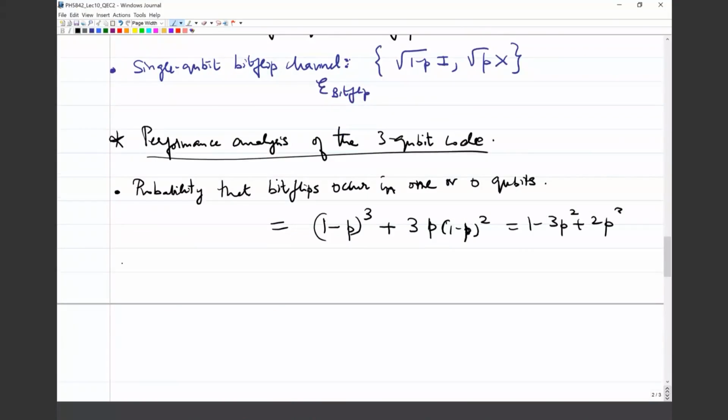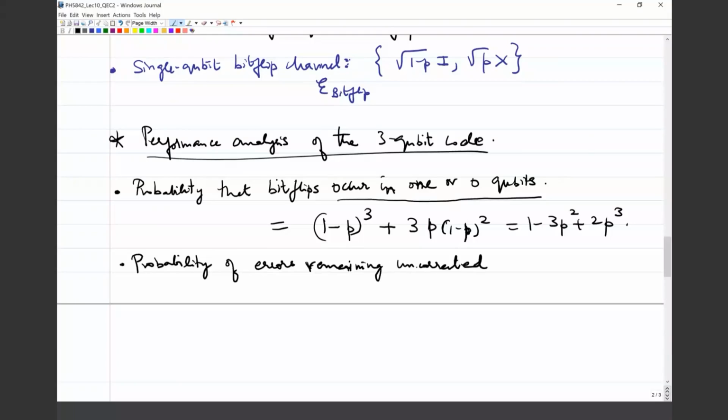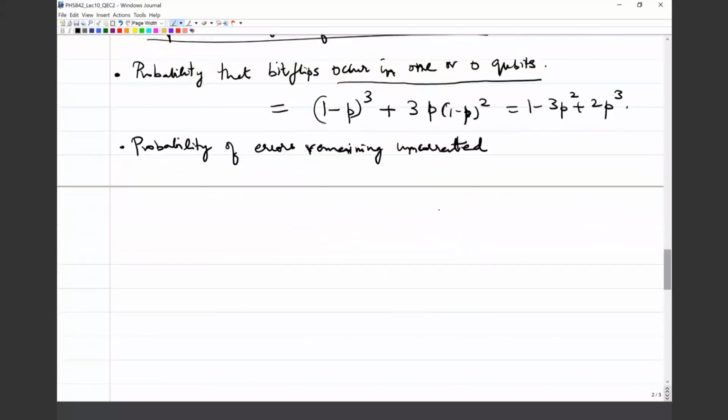So in all of these instances, whenever a bit flip occurs in only one or none of the qubits, then we know that the code works. That's what we've just demonstrated, right? So what is the probability that the code doesn't work? What is the probability of errors remaining uncorrected? Because all of these errors are going to be corrected. So what is the probability for there to be uncorrected errors? Yes, that is 1 minus this, so that is 3p squared minus 2p cube.